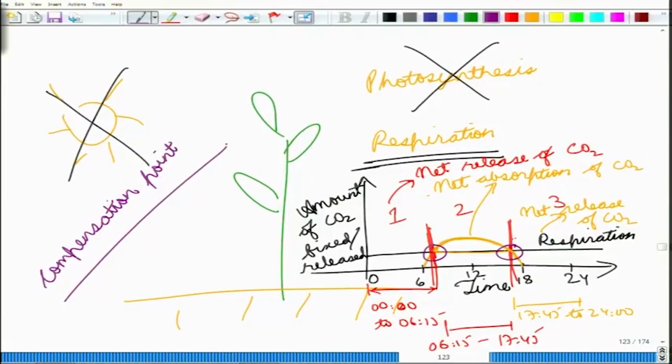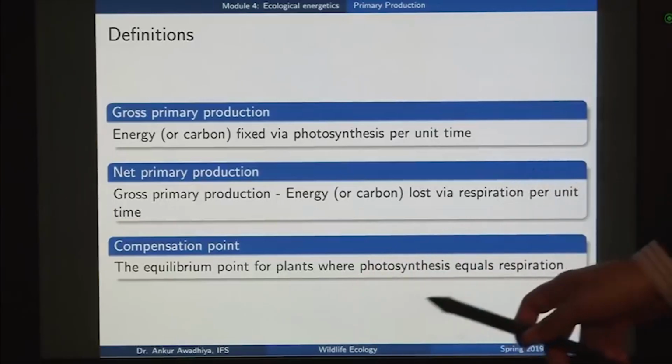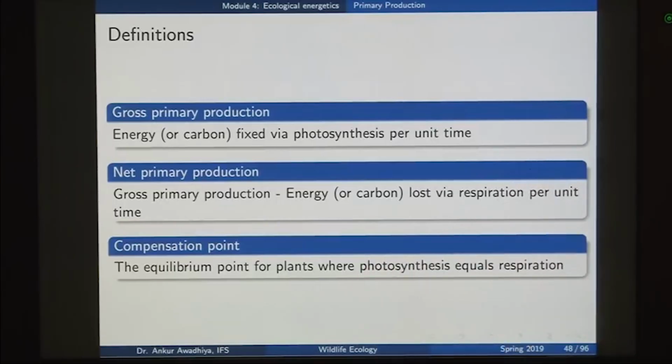So, compensation point is the equilibrium point for plants where photosynthesis equals respiration, or the amount of carbon dioxide that is getting fixed by photosynthesis is the amount of carbon dioxide that is getting released because of respiration, or in terms of energy, the amount of energy that is getting fixed because of photosynthesis is equal to the amount of energy that is being released through the process of respiration.